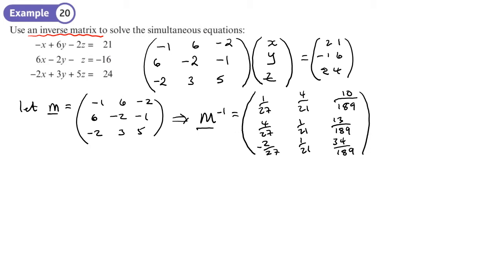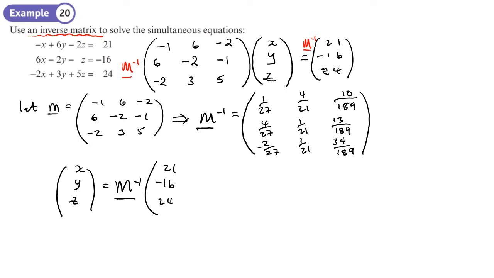So if I multiply both sides of the original equation by this inverse and the inverse at the front, what I'll be left with is x, y, z will equal that inverse matrix. Let me just write M to the -1 times by 21, -16, 24. Now I'm going to get the calculator again to do that for me, because there's lots of multiplying out here.